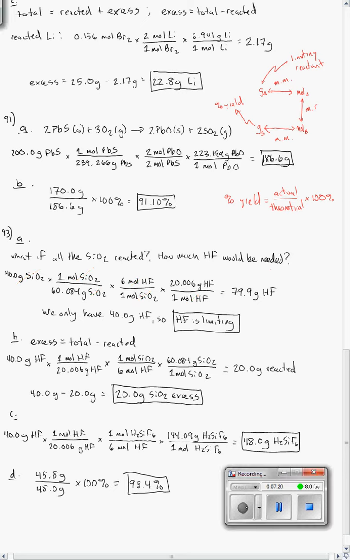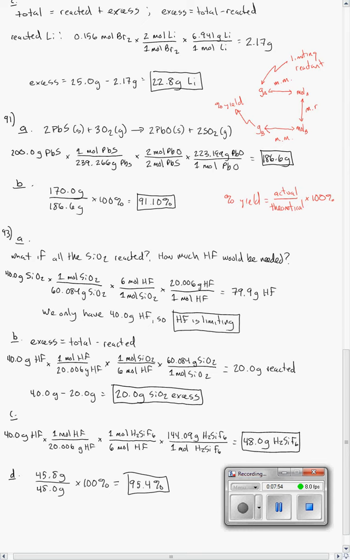Part B asks us how much of our excess reactant is left over. Okay, we've done this before. What we need to do is figure out how much of our excess reactant reacted. And then if we subtract that from our total, how much of that reactant we started out with, we can figure out how much is left over. So in order to determine how much of our SiO2 actually reacted here, we start with our mass of HF. Right? That's our limiting reactant. We can go from grams of HF to moles of HF, moles of HF to moles of SiO2, and then from moles of SiO2 to grams of SiO2.